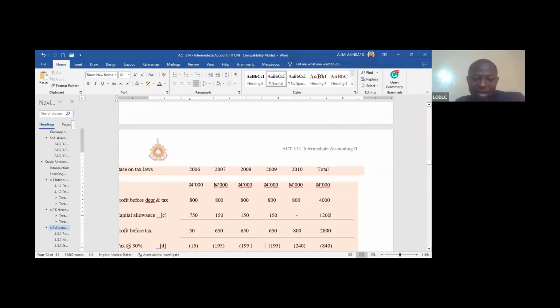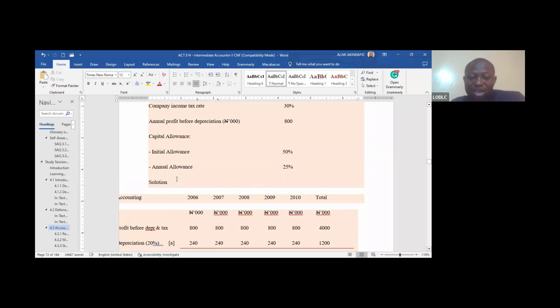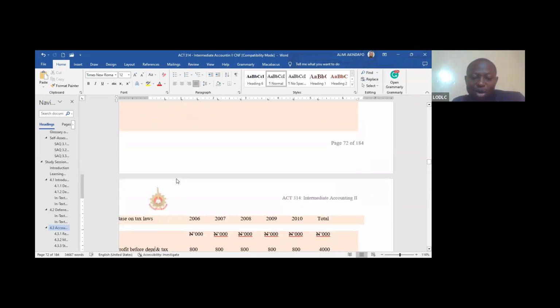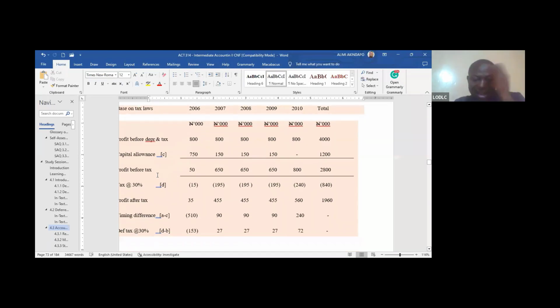So that is that. Then based on tax law, it is the tax authority that uses these calculations on their own. So they will definitely have different figures, and that is why we have timing differences. That is the difference between the depreciation in here and the capital allowance in here. So we have our timing differences. Then deferred tax will now be on our timing differences.